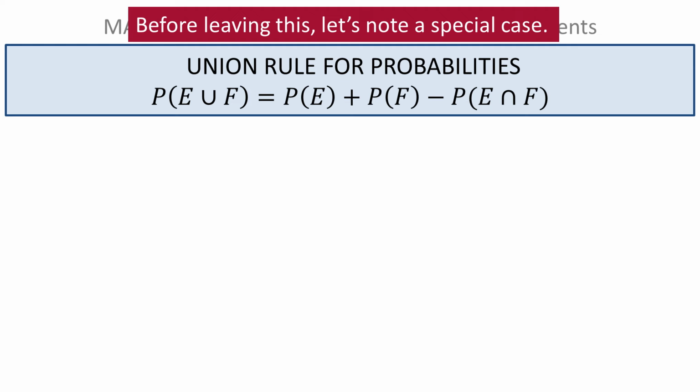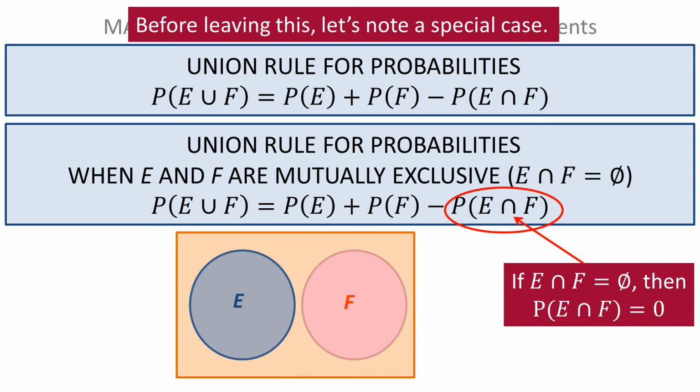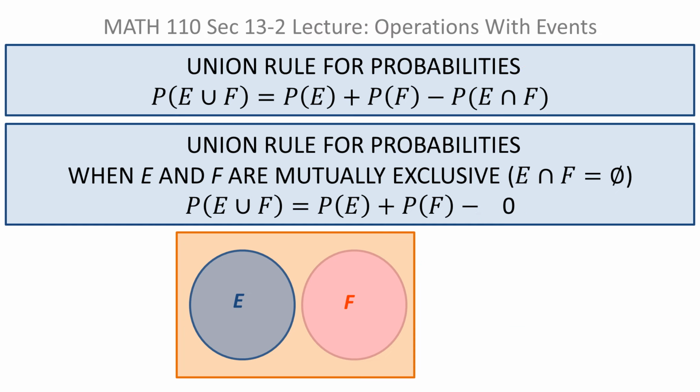Before we go away from this, I want to make one special comment about that formula, the union rule for probabilities. If the two events are mutually exclusive, there's really no overlap, then the probability of overlap, which is the probability of E intersect F, is just zero. So there's really nothing to subtract off. The union rule for probability has this term that's subtracted, and that term goes away if you know that E and F are mutually exclusive. If you know there's no overlap, there's nothing to subtract.